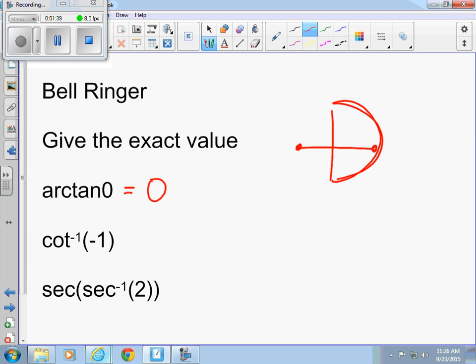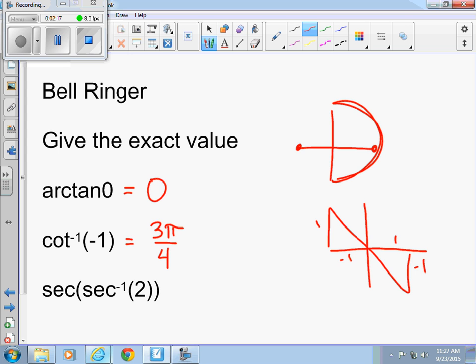Cotangent inverse of negative 1. So I'm asking myself when you cotangent negative 1. Now normally cotangent could be negative in quadrants 2 or 4, right? And negative 1 is on a 45, 45, 90 triangle, right? So the answer is either 3 pi over 4 or negative pi over 4. Now I need to go look back at my table and see which quadrant is cotangent defined in. 1 and 2. So what is the answer? 3 pi over 4. Is that making sense? Which answer we're going to give and why?